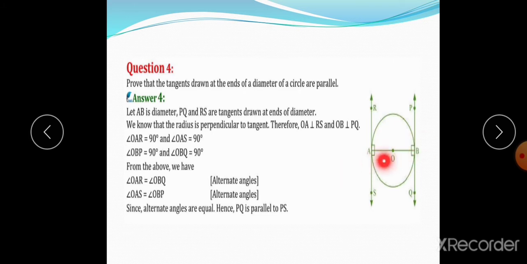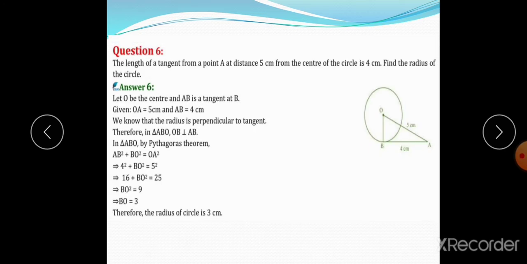Then what about these two? These two are alternate interior angles. When the alternate interior angles are equal, the lines are parallel. Therefore PQ is parallel to RS. That is what we had to prove here. Hence proved. Let me see question number 6.